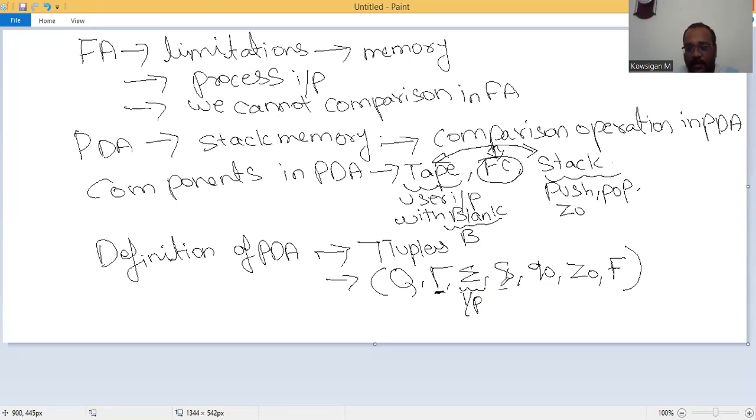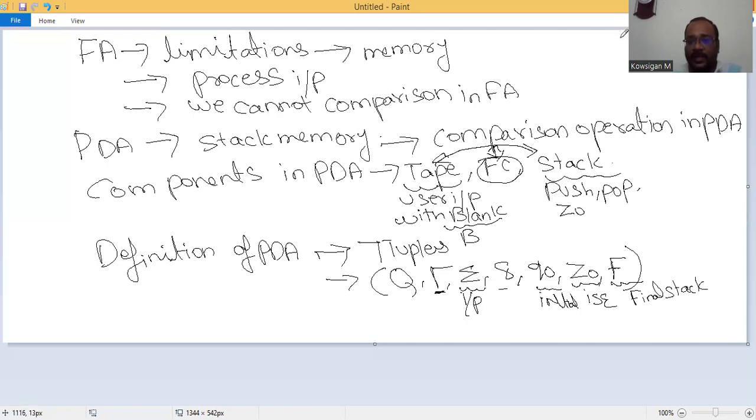Then del is the operation we are going to perform, either the transition table or transition diagram. Q naught is the initial state of the push-down automata. Z naught is the initial stack element. Capital F is the final state of the push-down automata. So you can see 7 tuples in push-down automata. In addition to finite automata, we have 2 tuples: tau, the input symbols along with the blank mentioned in the tape alphabet, and Z naught, the initial stack element mentioned in the stack memory.